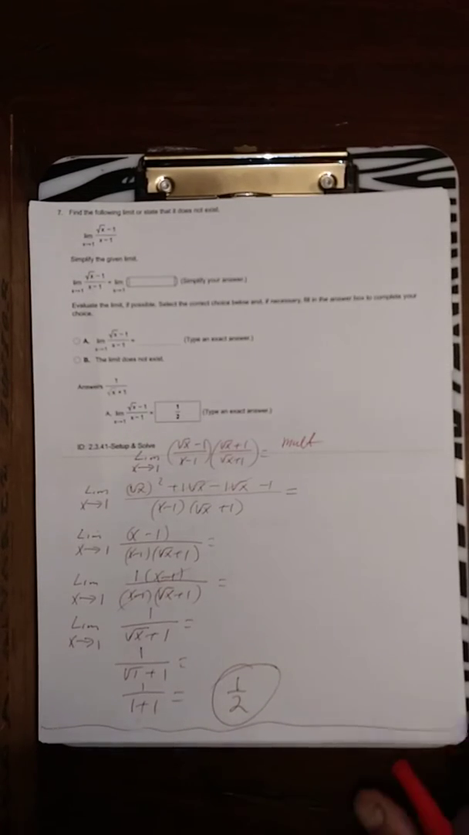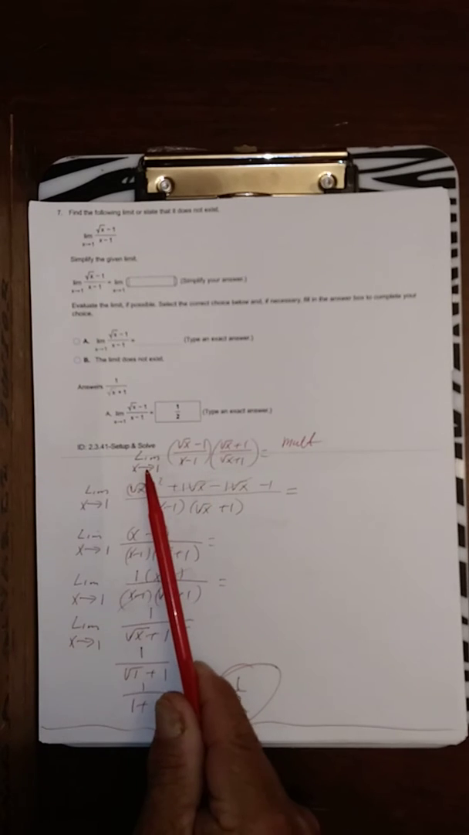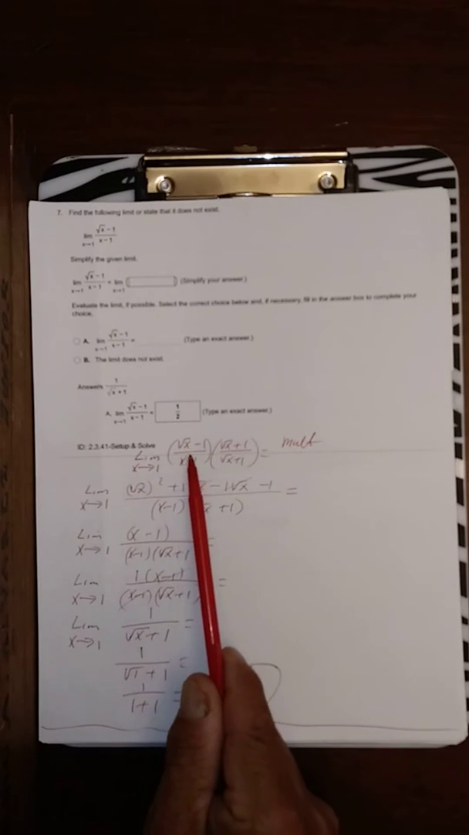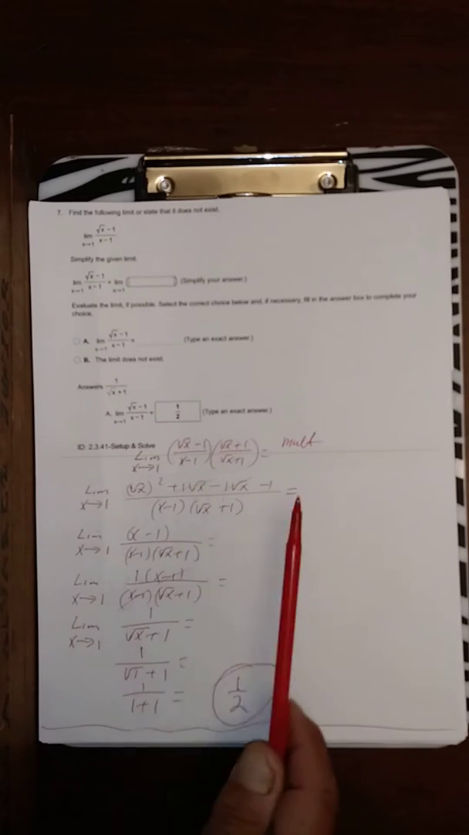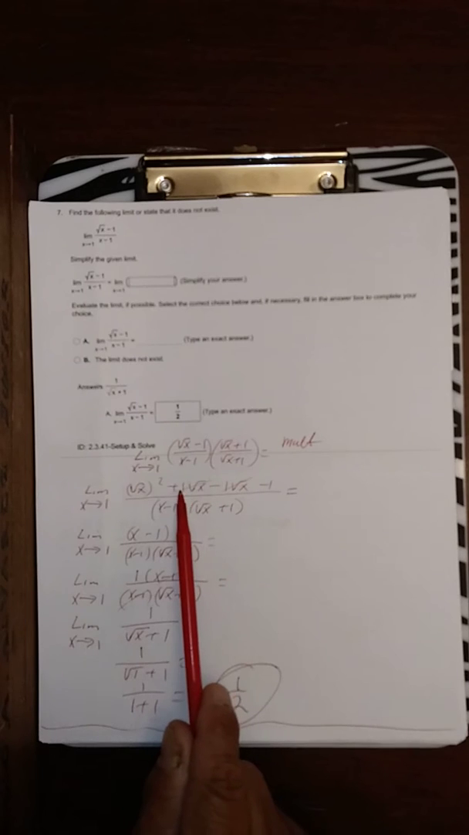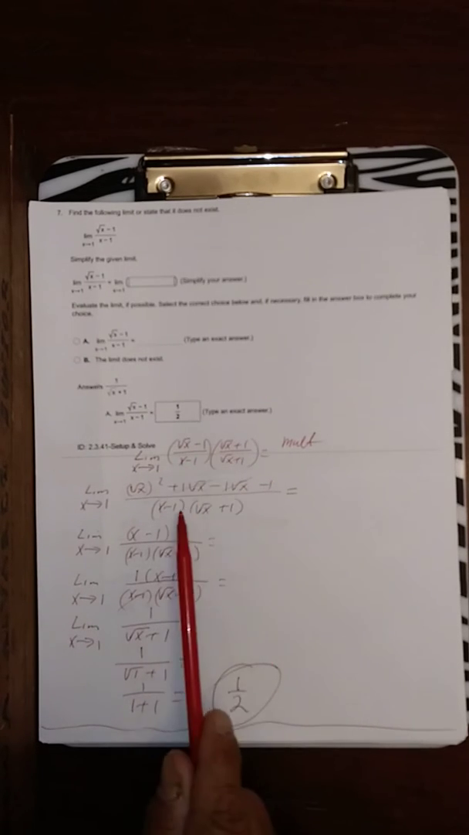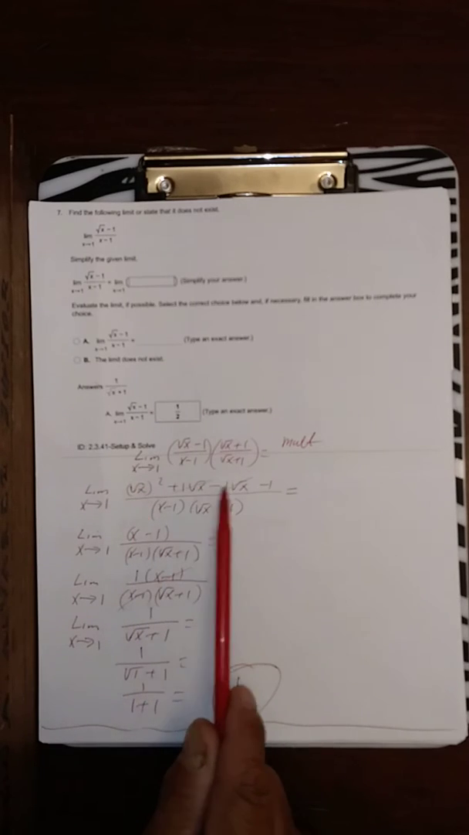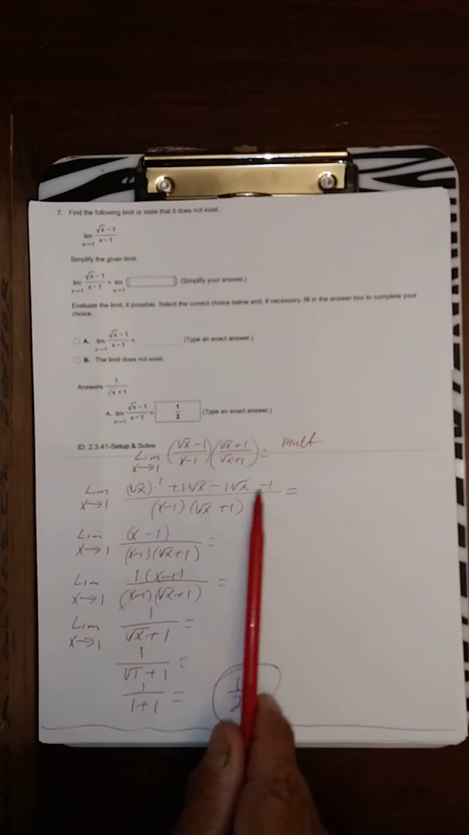So now this one. The limit as x goes to 1 of this, multiply by square root of x plus 1 over square root of x plus 1, multiply it out. So the top, square root of x times square root of x, square root of x squared, that turns out to be, 1 times square root of x, negative 1 times square root of x, negative 1. Bottom, just leave it alone.